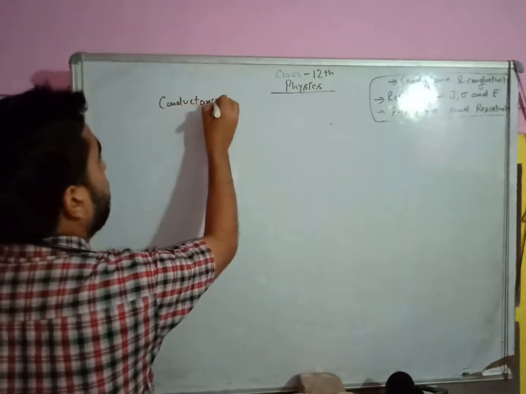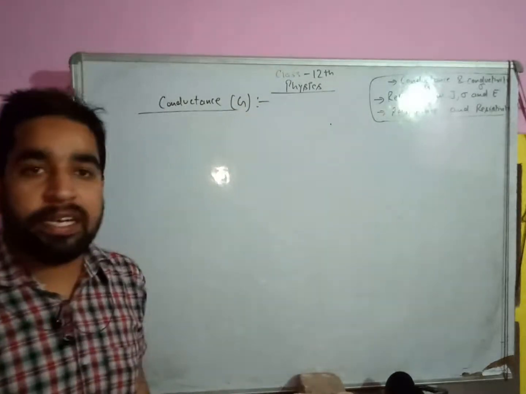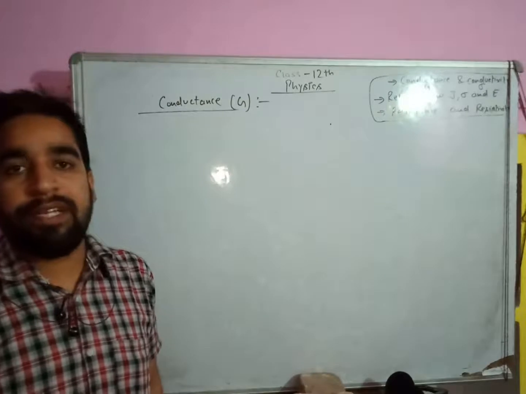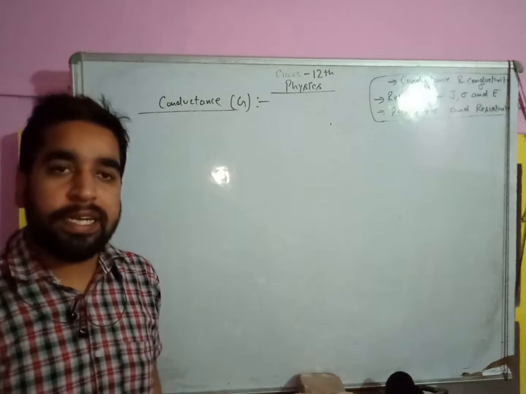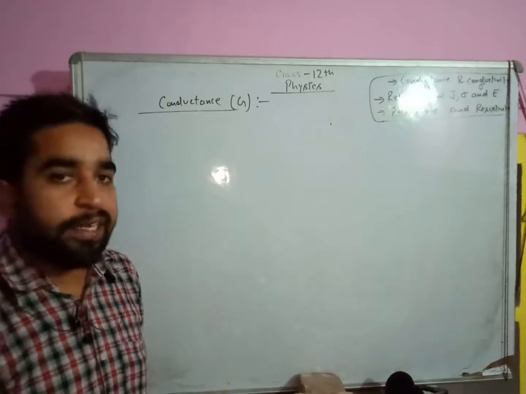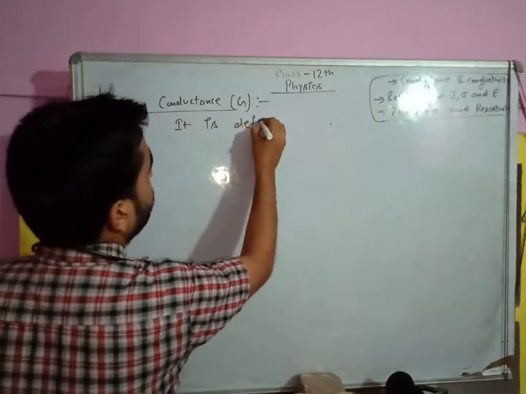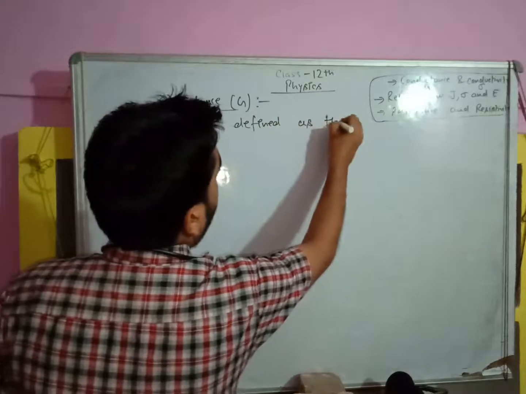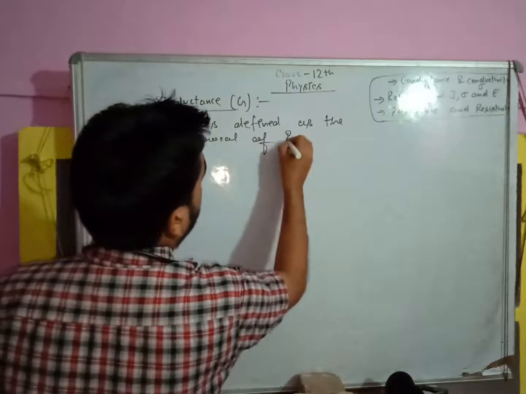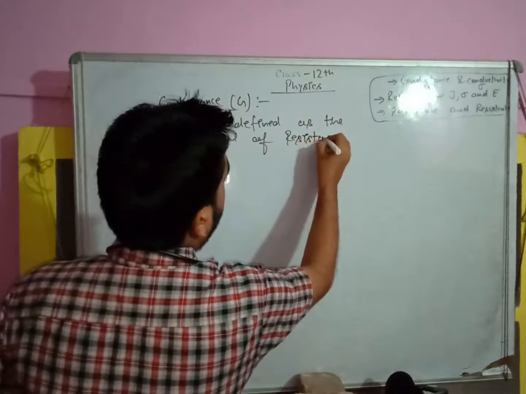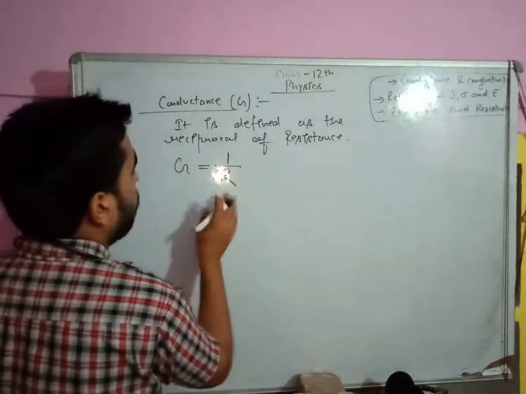By learning, you can study and understand that conductance is related to resistance. If the resistance of a material is minimum, the conductance of the material will be greater. That is why conductance is defined as the reciprocal of resistance. This is denoted by G, and G is equal to 1 upon R.